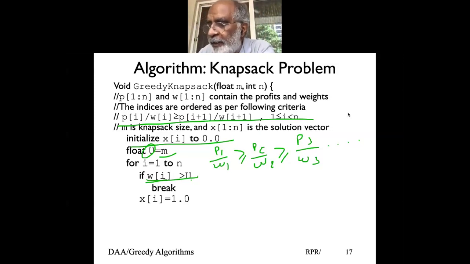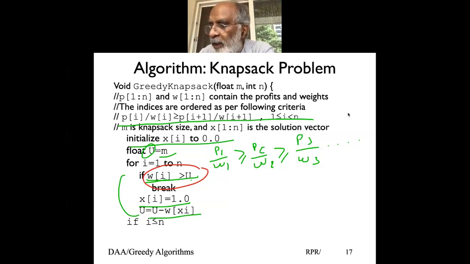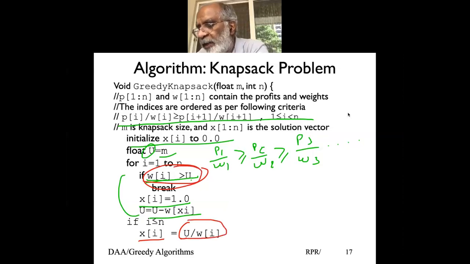Otherwise, I take this item in full and go back to my loop. Decrease my weight by that much, go back to the loop, and once I break, if my knapsack is not full, then I take the partial weight, because remember I'm breaking at this point. So I need to take a partial weight of Wi, and the weight I'll take is u by Wi. Xi is u by Wi, because remember Wi is greater than u.